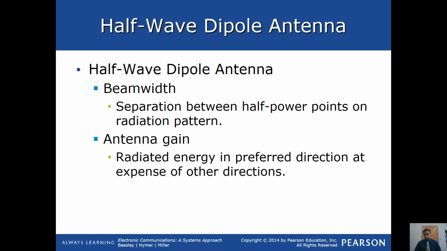Okay, so the beam width is important too. This has to do with the separation between the half power points, which are the 3 dB down points on the radiation pattern, and the antenna gain has to do with the radiated energy in the preferred direction at the expense of other directions. Sometimes an antenna gain might be expressed in dBi, which is a little different than what we've seen with dBm or dBW. In a certain direction, you might have 8 dBi of gain. In another direction, you might only have 2 dBi of gain or something like that.